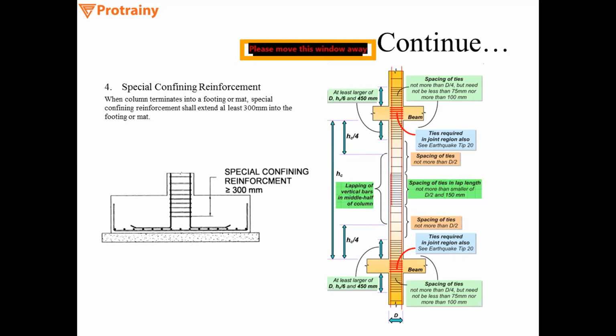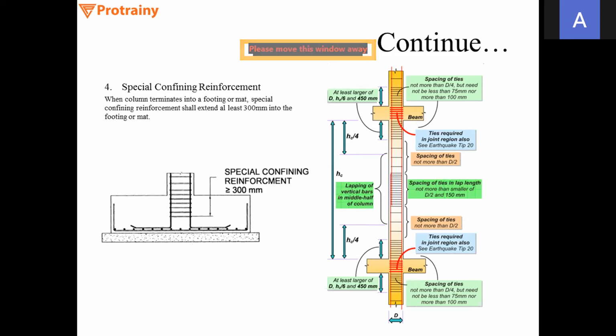At the location where there is a lap splice being provided, the spacing between the transverse reinforcement shall not be greater than d by 2, dimension of a column upon 2, or 150 mm, whichever is less. And as per the code, it is 100 mm. So these need to be considered. If these are considered, then a column reinforcement can be called confining reinforcement.